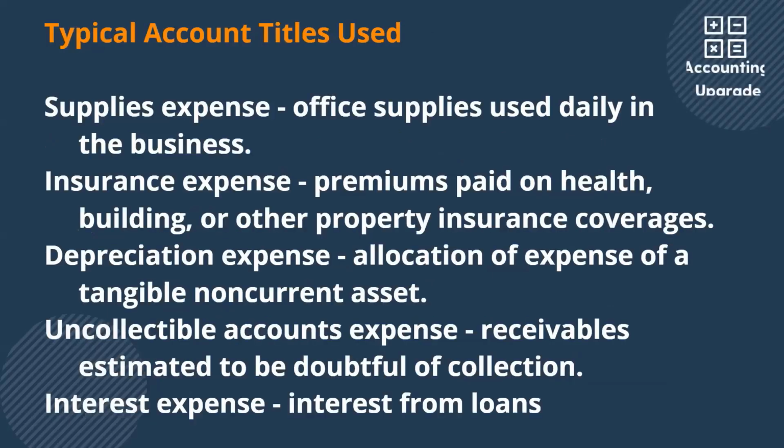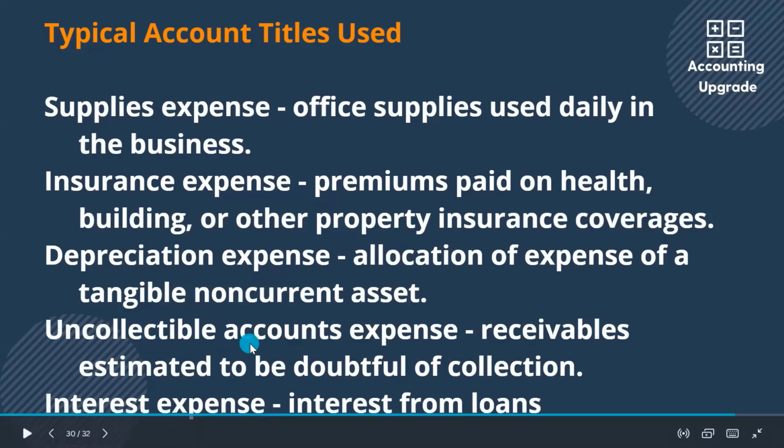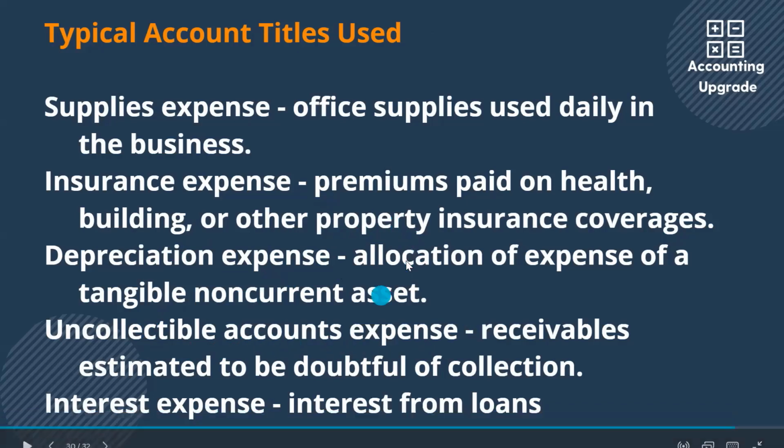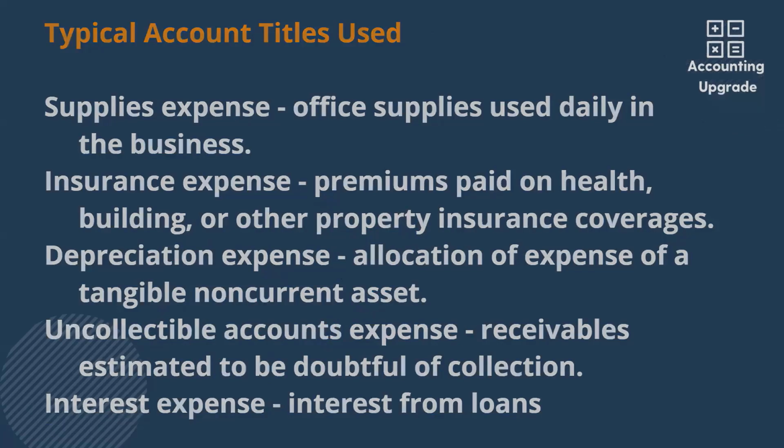Supplies expense, which are office supplies used daily in the business. Insurance expense, which are premiums paid on health, building, or other property insurance coverages. Depreciation, which are allocation of expense of a tangible non-current asset. Uncollectible accounts expense, which are receivables estimated to be doubtful of collection. Interest expense, which are interest from loans.